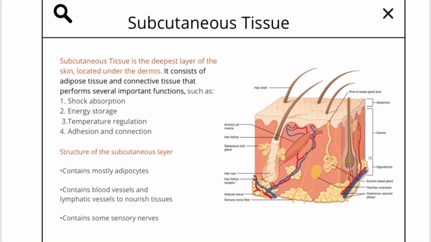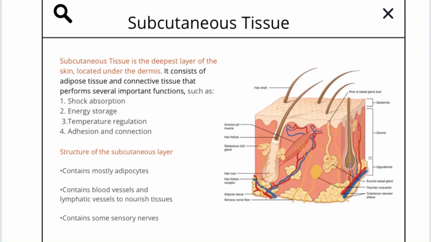Let's get to know the subcutaneous tissue. Subcutaneous tissue is the deepest layer of the skin located under the dermis. It consists of adipose tissue and connective tissue. It performs several important functions such as shock absorption, energy storage, temperature regulation, and the last one is adhesion and connection. And next, we talk about the structure of the subcutaneous layer.